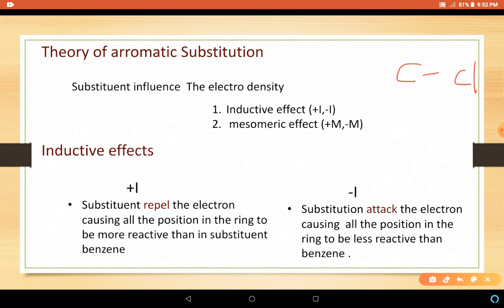The carbon-chlorine bond is a sigma bond. These sigma bonds are close to the chlorine. Chlorine is a more electronegative atom. That's why they develop a partial positive charge on carbon and a partial negative charge on chlorine, which leads to polarization.